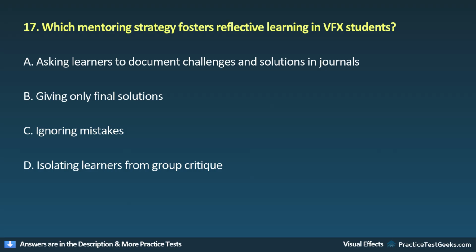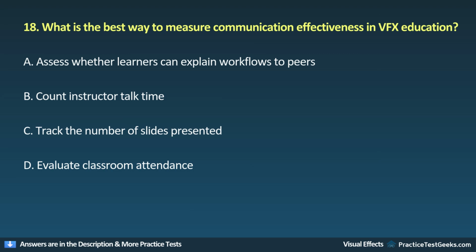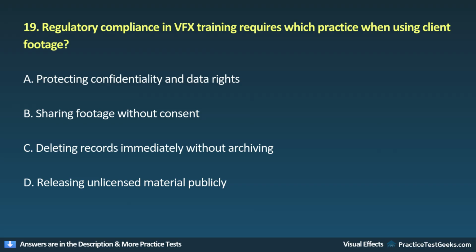C. Ignoring mistakes. D. Isolating learners from group critique. 18. What is the best way to measure communication effectiveness in VFX education? A. Assess whether learners can explain workflows to peers. B. Count instructor talk time. C. Track the number of slides presented. D. Evaluate classroom attendance.